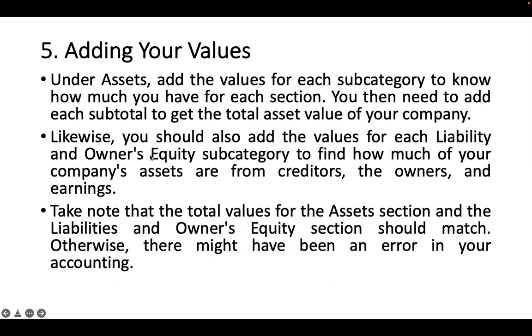Likewise, you should also add the values for each liability and owner's equity subsection to find out how much of your company's assets are from creditors, owners and the earnings. Take note that the total value of the asset section and the liabilities and owner's equity section should match. They should be equal. Otherwise, there might have been an error in your accounting. I know if the balance sheet doesn't match, then the whole game is about the balance sheet.